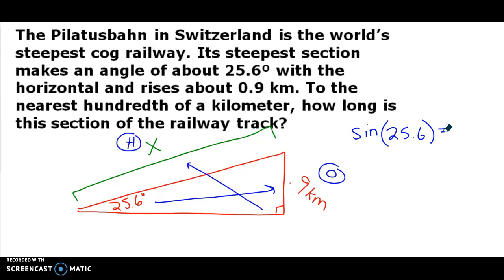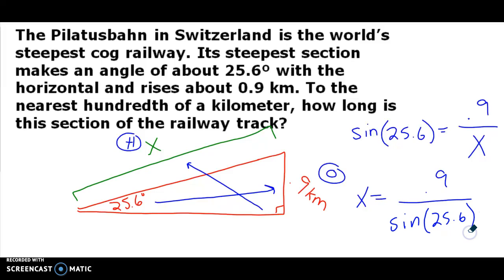Is equal to, it does matter which one's on top. It has to be in the order that sine is spelled. S equals O over H. So O is 0.9 over H is x. Which scenario is this? It's another switch. X is on bottom. It's going to switch to the left. Sine gets divided underneath. So therefore, x equals 0.9 divided by sine of 25.6.